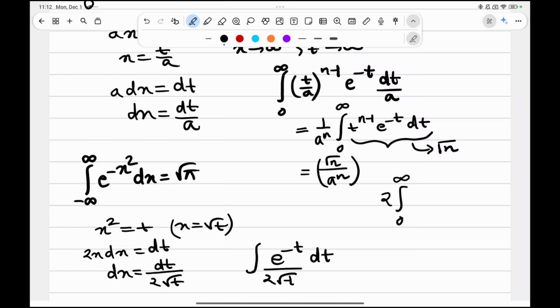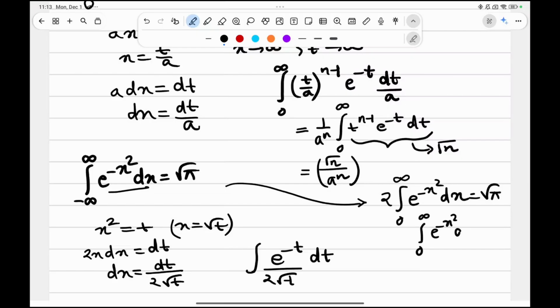As for what's on the left side, e to the power minus x square is symmetric about the y-axis. So we can make it 2 times the integral from 0 to infinity of e to the power minus x square dx equals root pi, and the integral from 0 to infinity of e to the power minus x square dx equals root pi by 2. It seems familiar, because in the gamma function we take limits from 0 to infinity. So now the limits are familiar.